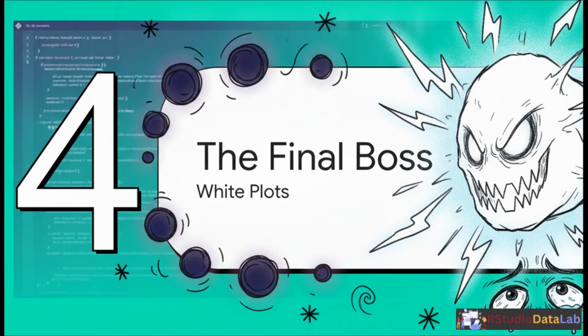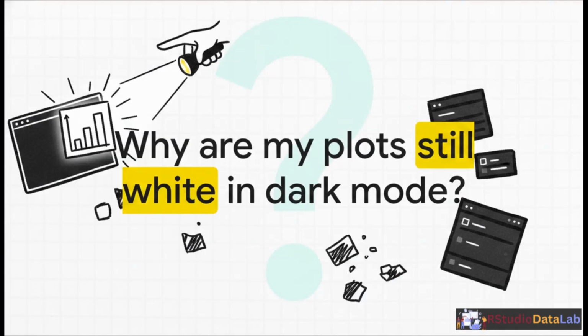Okay, so we've got the editor looking great, but now we have to face the final boss. White plots. Picture this. Your setup is fully dark, the menus perfectly match the editor, and you're just feeling absolutely unstoppable. But then you run your code. Boom, you generate a chart, and it is just incredibly jarring when a ggplot2 visual suddenly flashes this massive, blindingly bright white background right over your perfectly sleek, dark editor. Seriously, it feels like someone just shined a flashlight right in your eyes.